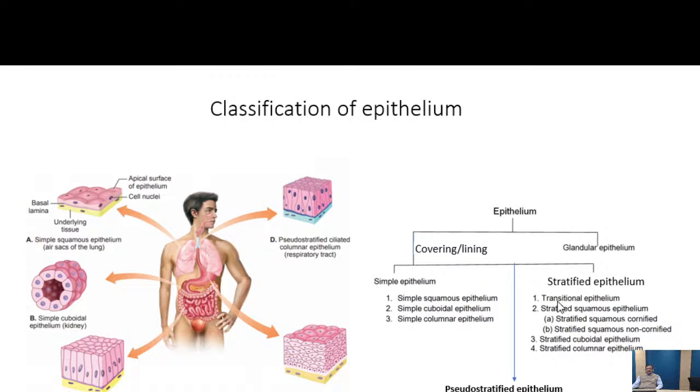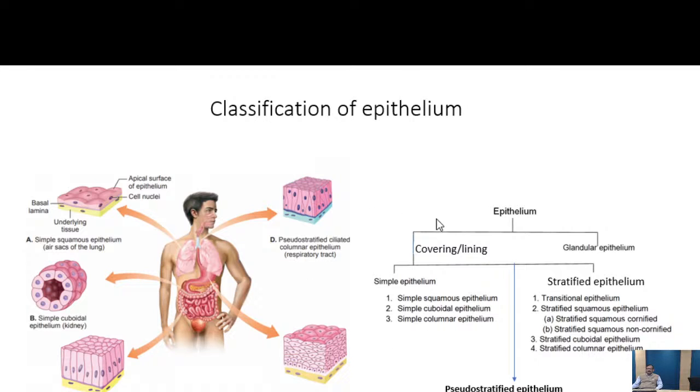Now, once we have classified it into a simple and a stratified epithelium or a compound epithelium, we now look at the shape of these cells. Now, you see this cell is flattened in shape. So, it will be simple squamous epithelium. If it is cuboidal in shape, that is as broad and as tall, then it will be simple cuboidal epithelium. And if it is taller than it is broad, and the nucleus is towards the base, then it will be simple columnar epithelium.